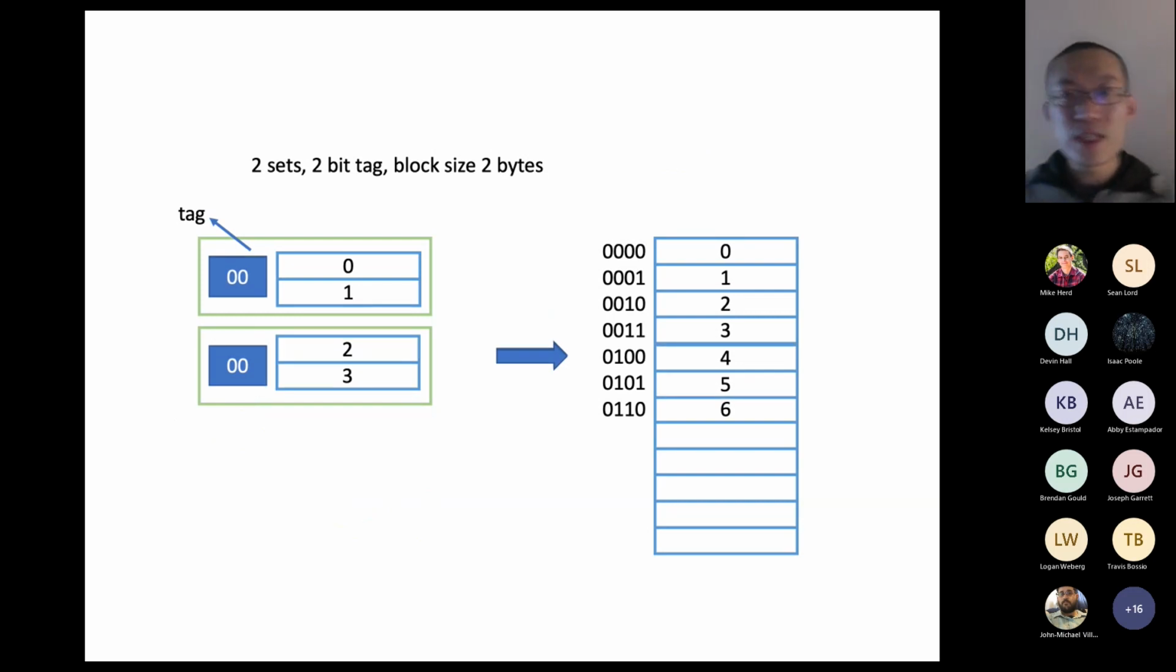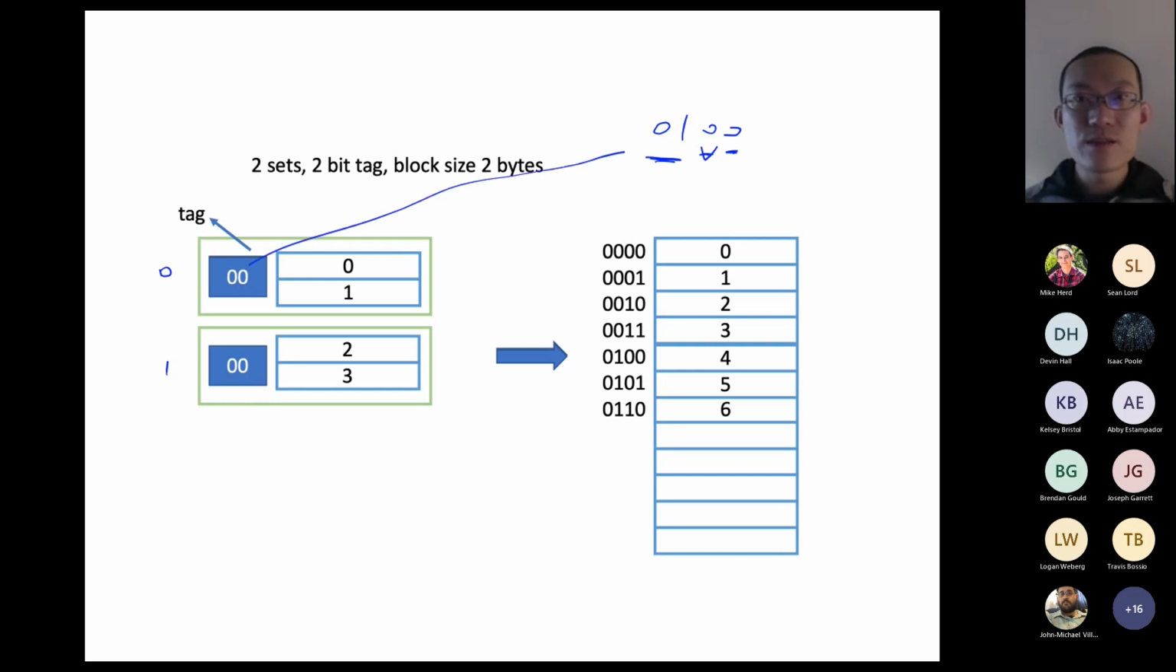And next time, let's see, we want to visit 0100. What's going to happen? If we have 0100, we would find the set index to be 0, and the tag part will be 01. So we go to set 0 and find this 01, the tag doesn't match. So that means we have a cache miss at first.